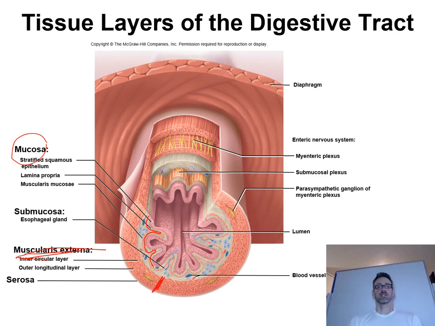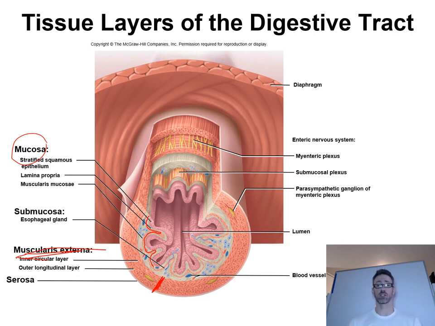That muscularis externa is a much thicker layer than the muscularis mucosa that I just spoke about. For the most part, it's very similar throughout the entire digestive tract, where you have two layers: an outer longitudinal layer and an inner circular layer. The arrangement is important for digestion, because you have to imagine a bolus of food that's entered the digestive tract.